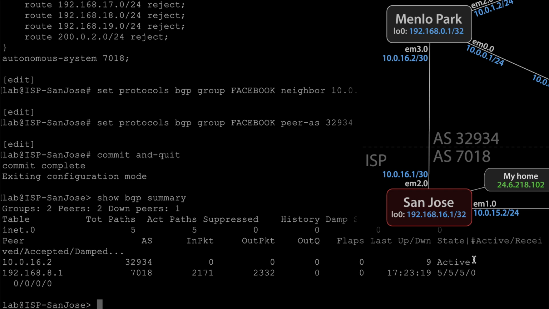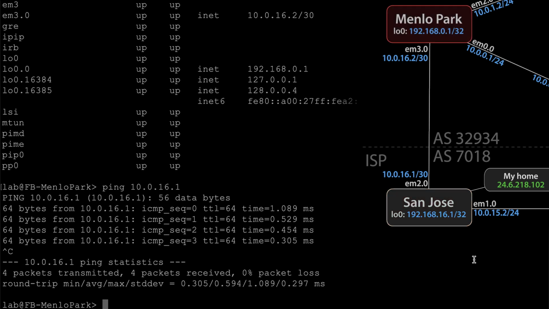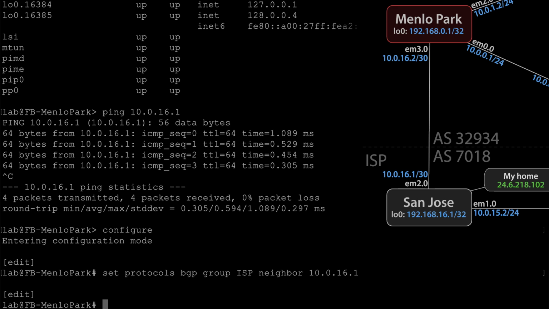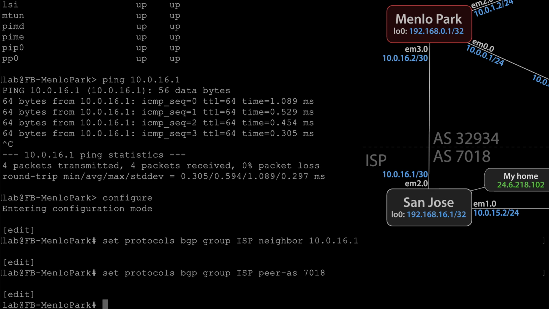So let's go over to the Facebook router now, and it's basically the same thing. Like I said, I've already got all the Facebook routers configured to be in that autonomous system 32934. So we just need to set up the peering on this side. So I'll add a new BGP neighbor with a neighbor address of 10.0.16.1, which is the ISP side of the link. And then I'll tell it that the peer autonomous system is 7018. So I'll commit that change.